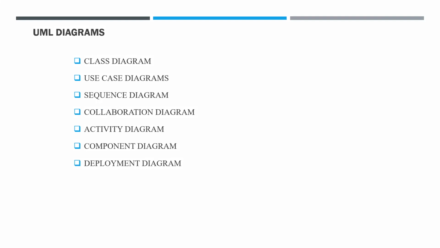UML diagrams. The UML diagrams we used in this project are class diagram, use case diagram, sequence diagram, collaboration diagram, activity diagram, component diagram, and deployment diagram.